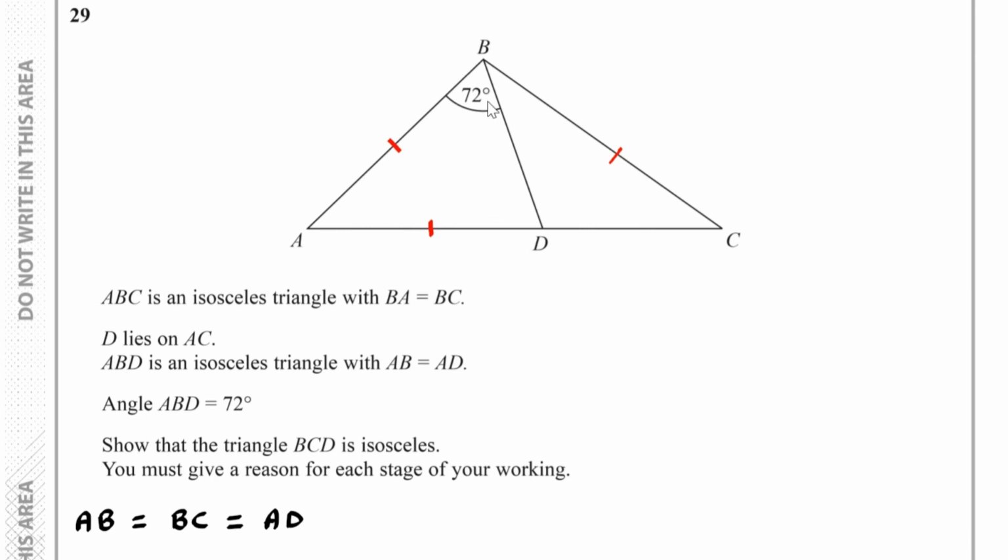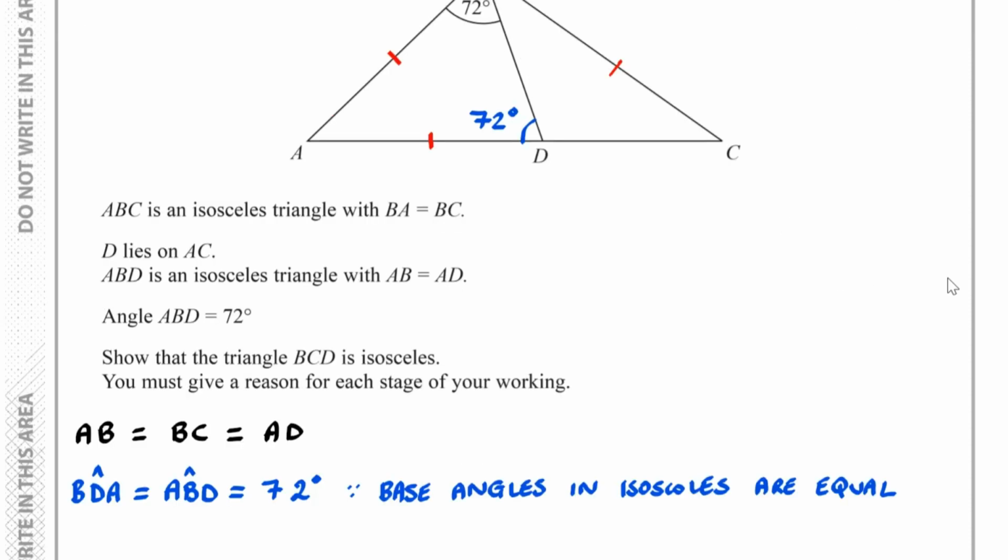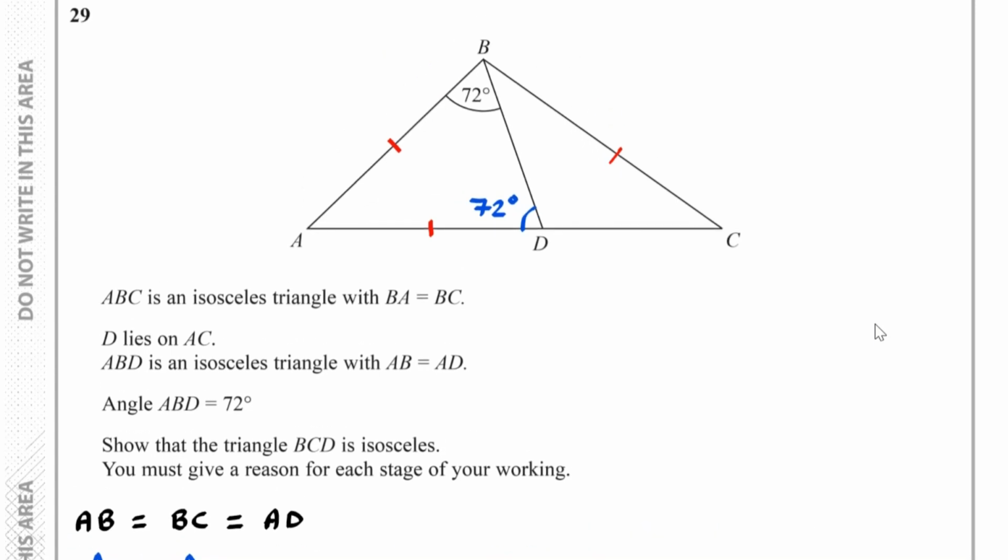So we know that this is 72 degrees, and if we know that we've got an isosceles triangle, that means that this angle here is also 72 degrees. So let's write that down. The base angles in an isosceles are equal. So what can we now do?